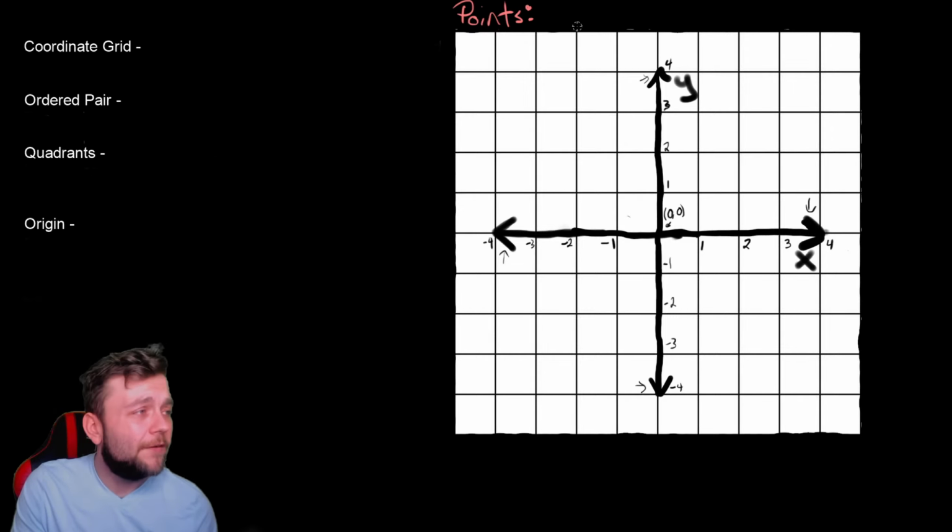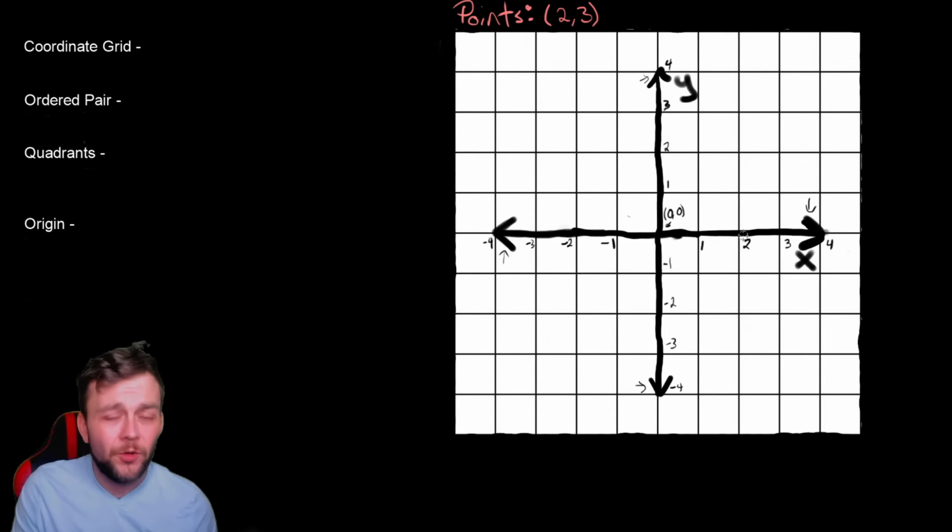So if we were going to graph the point 2, 3, where would that be on our coordinate system? So the point 2, 3, you go to the right 2 on the x-axis. Your first number is always your x number. And so you go 2 to the right on your x, and then you go up 3, positive 3. So then you go up 3. So right here, we would have the point 2, 3. And that would be our point.